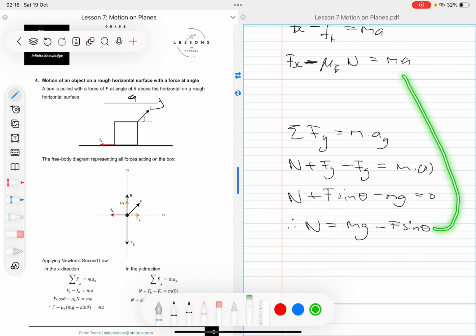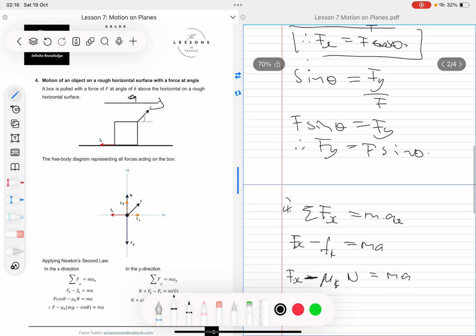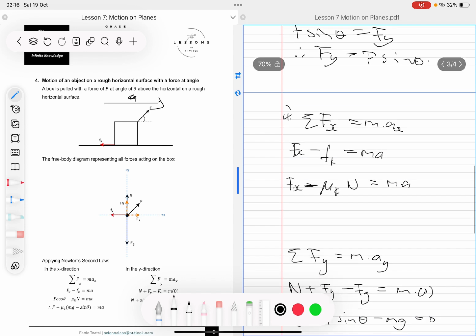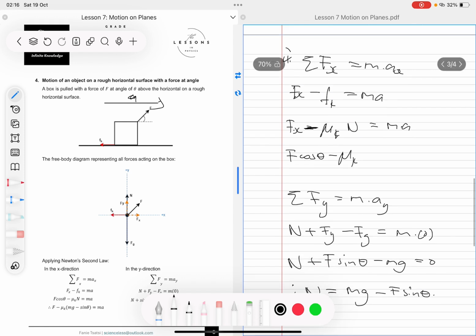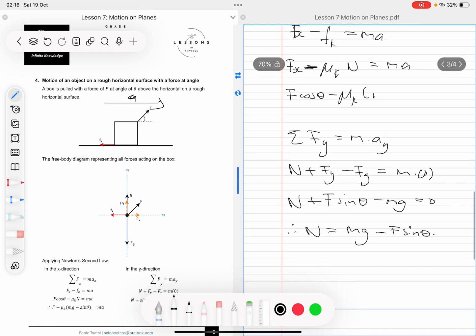Now this can be substituted in this formula, right? So when we come here, we can end up having Fx, remember we said it is F cos theta. So here we can have F cos theta minus mu k times (mg minus F sine theta) is equal to ma.